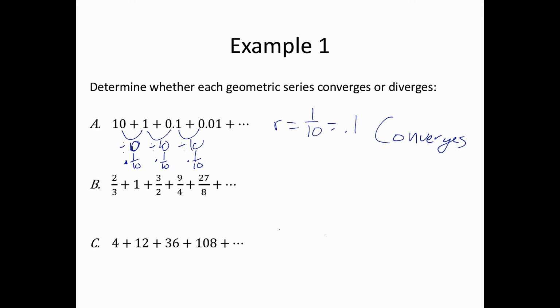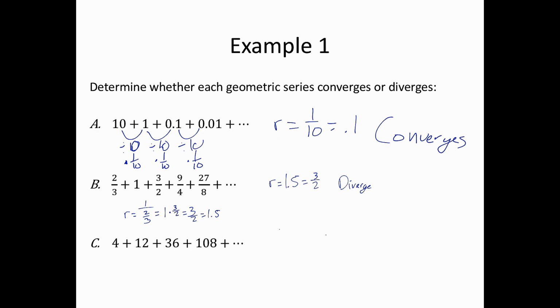Take a look at letter B. To figure out our ratio here, the easiest way is to take the second term divided by the previous term. 1 divided by 2/3. Dividing by fractions. Yuck. Let's see if we can change that up. We have 1 multiplied by its reciprocal, 3/2. So it's 3/2 or 1.5. We're multiplying by 1.5 every time. So again, our R value is 1.5, or if you prefer it as a fraction, which I do, 3/2. That is bigger than 1, so that is going to diverge.